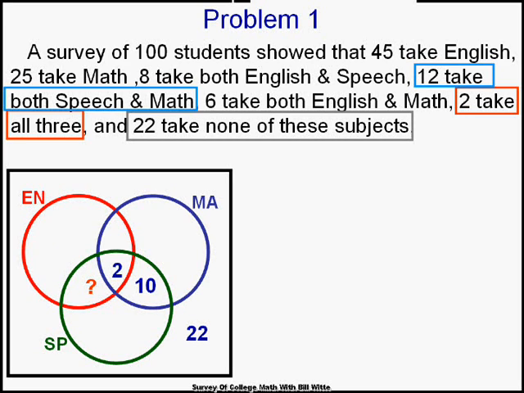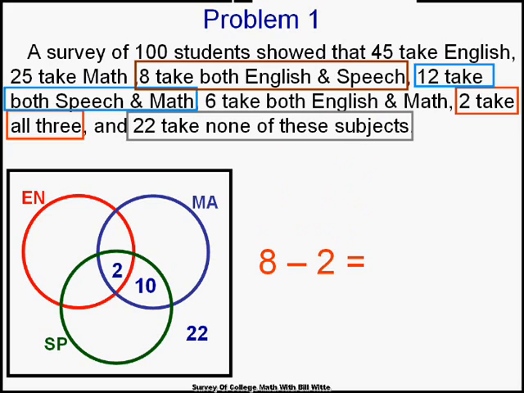This one, and I always kind of work my way, as you see, from the inside to the outside. That's somebody who takes speech and English, but not math. Well, they gave me the amount that take both speech and English, but the 2's included in there, isn't it? See why we wanted the 2 first? He's going to be used in just about everything. So if I take the 2 away, I'll know that amount there. Okay? I'm working my way out.